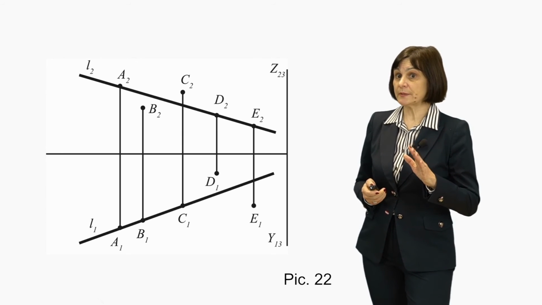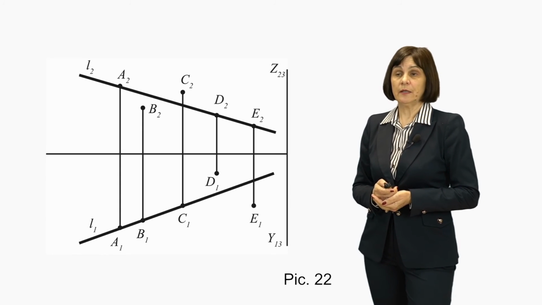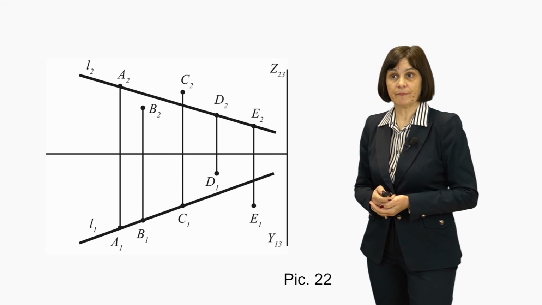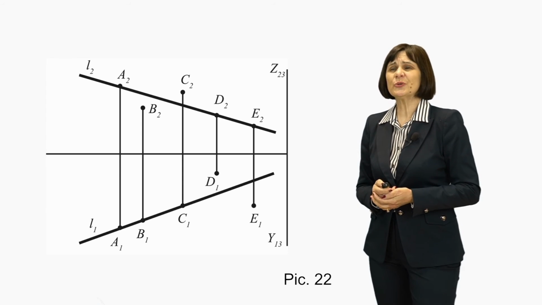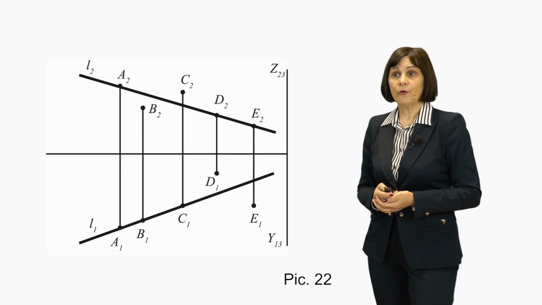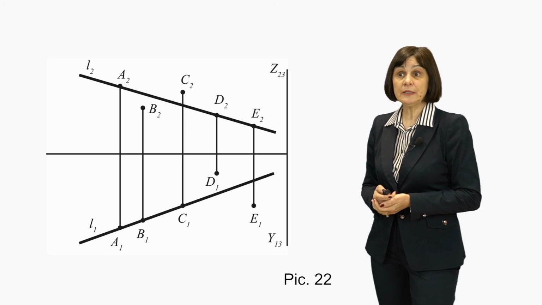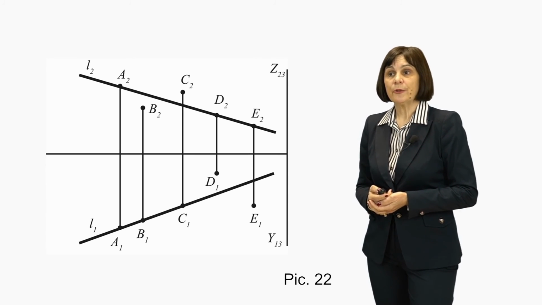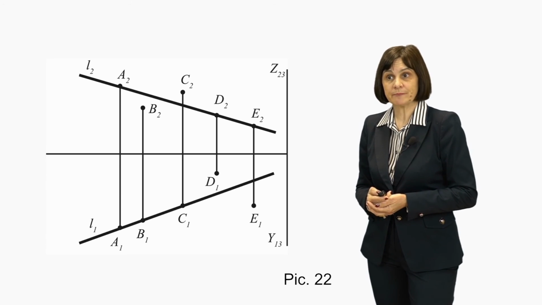The next point, point D. The projection of point D belongs to the projection of the line on the frontal plane and is located above and to the left of the line on the horizontal plane. What does it mean for us? This means that the point D does not belong to the line. The point is located behind the line in space.